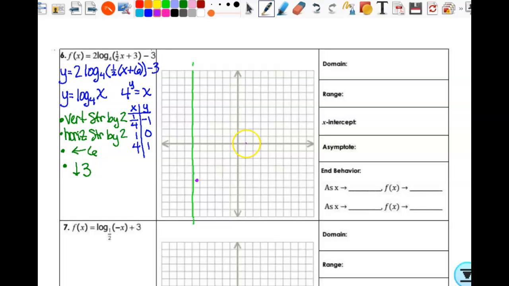Then I'm going to go to 1, 0. Vertical stretch by 2, nothing happens. Horizontal stretch by 2, my new x value is 2. I move to the left 6 and down 3. And end up right there.